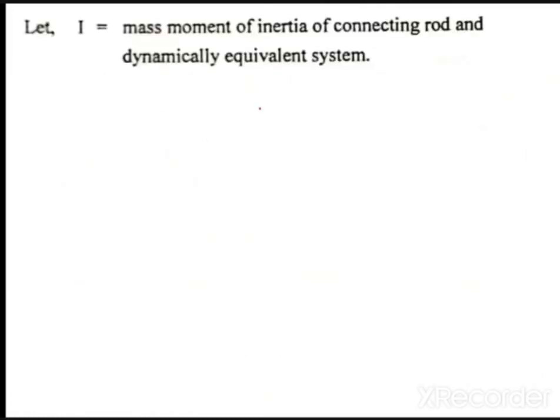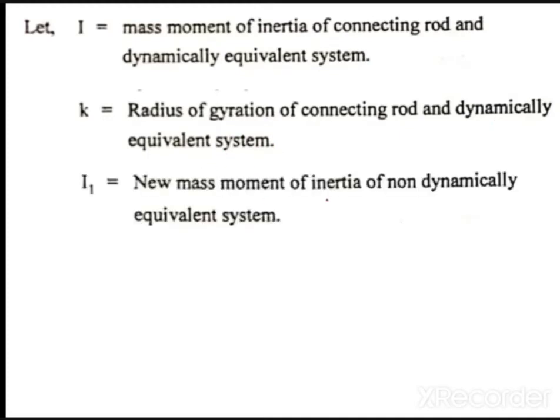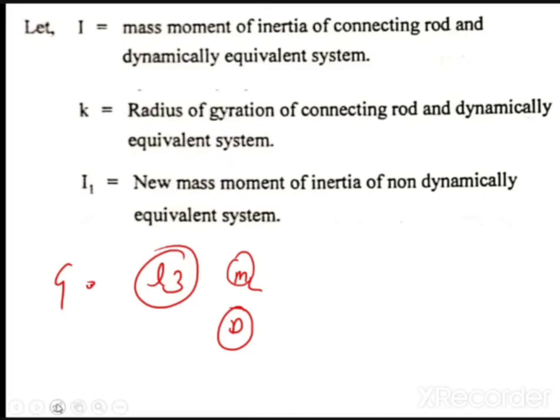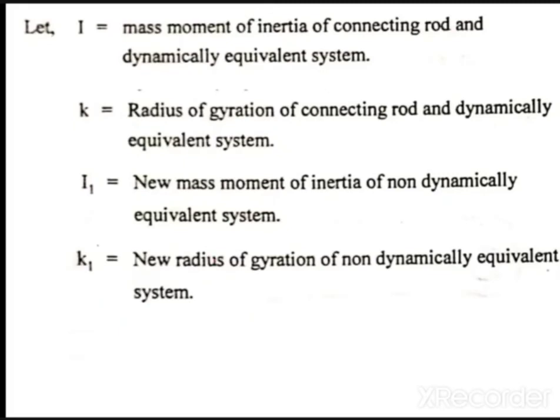So let us say that I is the mass moment of inertia of the connecting rod and dynamically equivalent system. म्हणजे कुठल्या सिस्टीमचं? पहिल्या सिस्टीमचं जी डायनामिकली इक्विव्हॅलेंट होती. K is the radius of gyration of connecting rod and dynamically equivalent system. Right? Next, I1 is the new mass moment of inertia of a non-dynamically equivalent system. म्हणजे जी सिस्टीम तुम्ही आता डिस्टर्ब केली. कशी डिस्टर्ब केली? तुम्ही मास m2 ला D या पॉइंटला आणलाय, L3 या डिस्टन्सला G या पॉइंट पासून. ही सिस्टीम डिस्टर्ब झाली. K1 is the new radius of gyration of non-dynamically equivalent system. Is it clear? हे सगळं मला नवीन मिळणार.